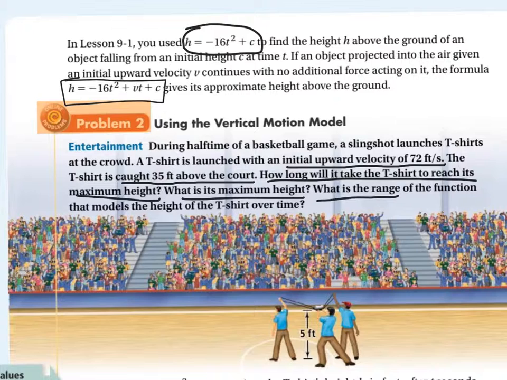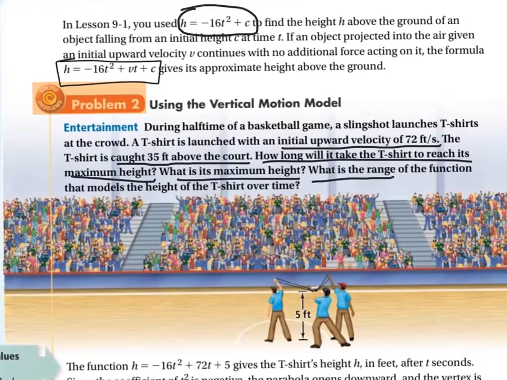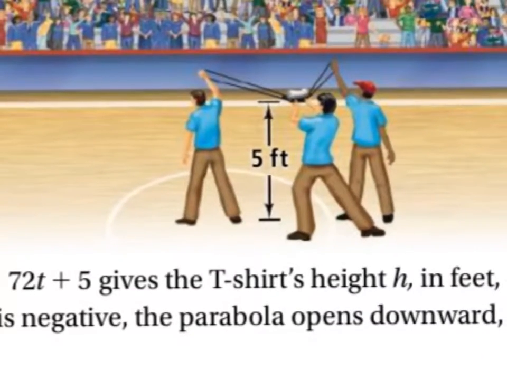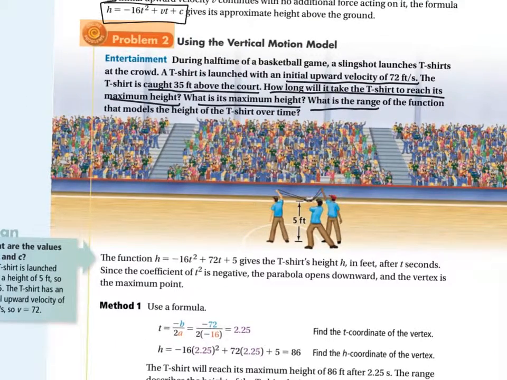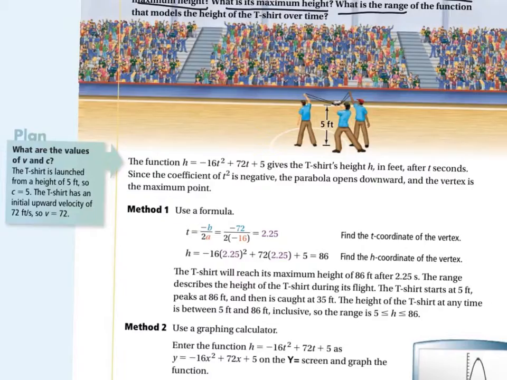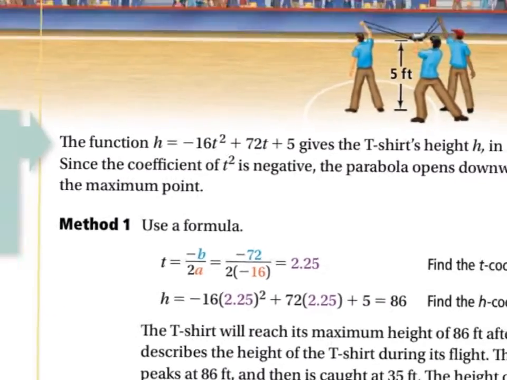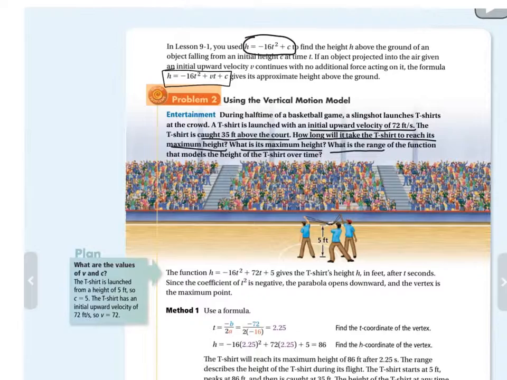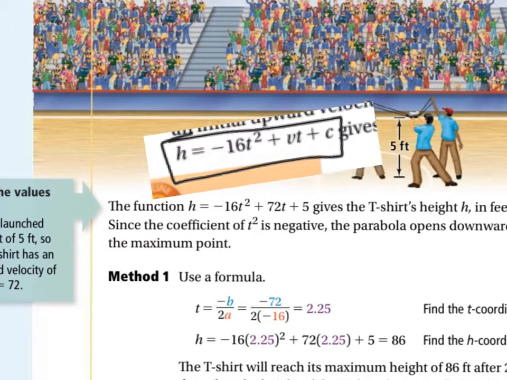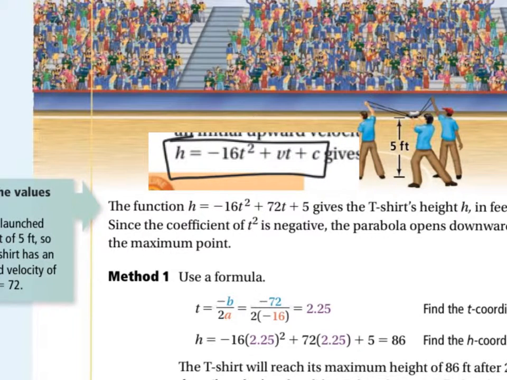So again, going back to this formula, all we're doing is substituting in 72 as our velocity, and the other thing they didn't tell us in writing, but if you look at the picture, you can see we're starting at 5 feet above the ground. So that's going to be our initial height, which is going to go in place of c. So that's how they got this equation. Again, it's just taking that formula from up above and substituting in place of the v we put a 72, in place of the c we put a 5.